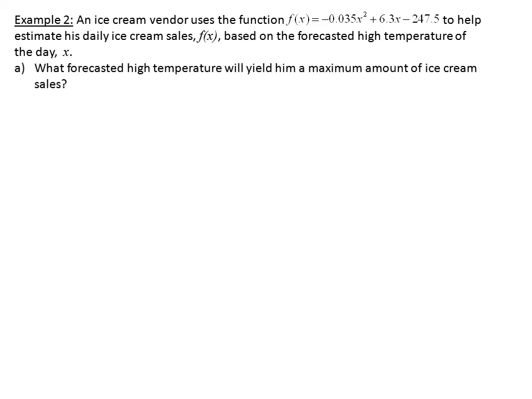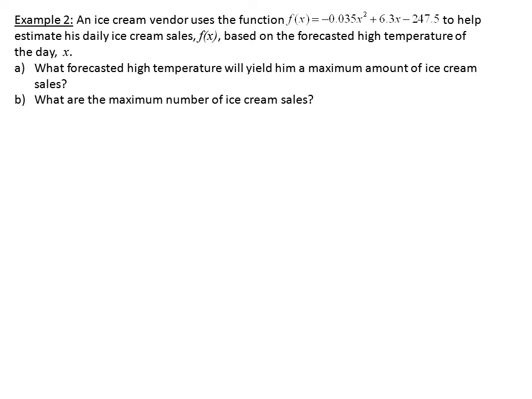The first thing we want to do is determine what forecasted high temperature will yield him a maximum amount of ice cream sales. And remember, x represented forecasted high temperature. So in part A, we want to find the x value at our maximum. And for part B, we want to know what the maximum number of ice cream sales were, which is f of x. In the problem statement, it says daily ice cream sales are f of x. So we want to know the y coordinate at our maximum.